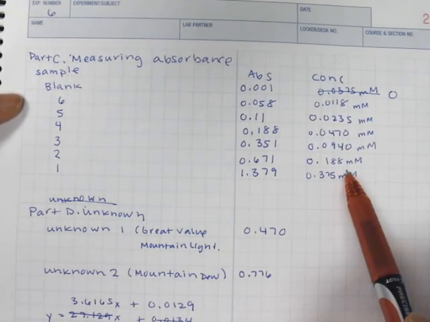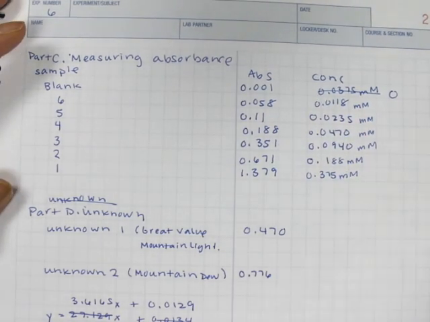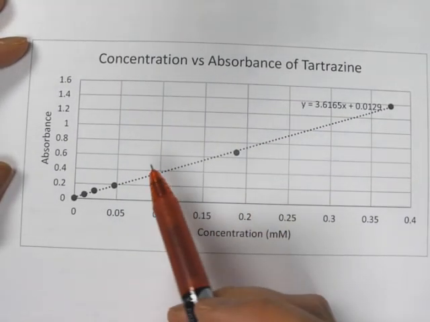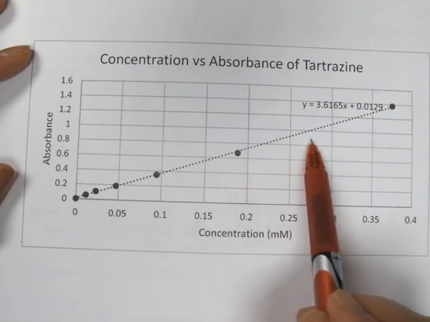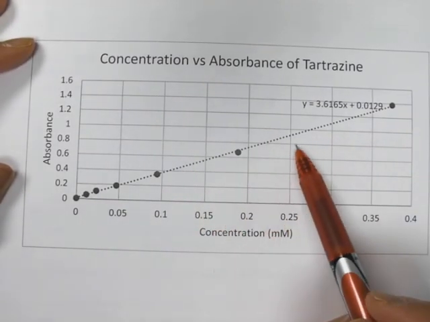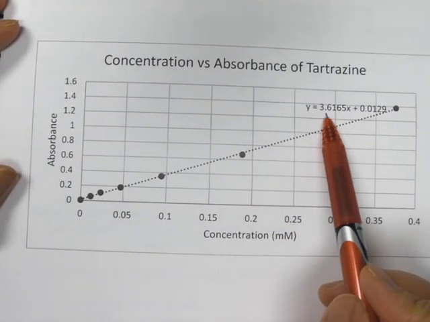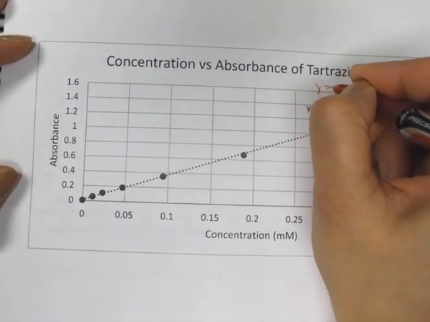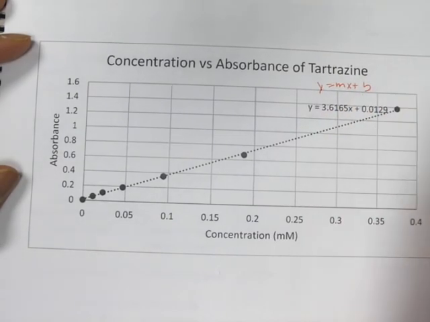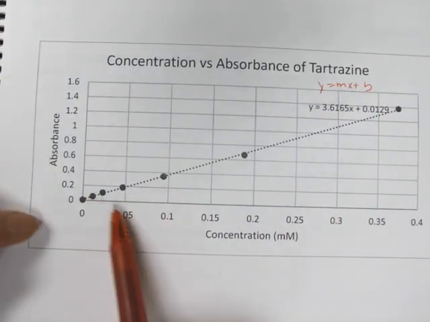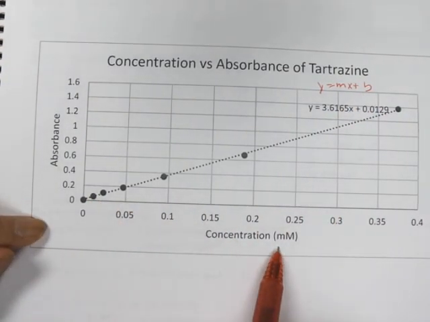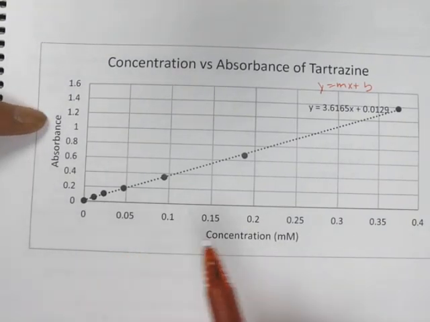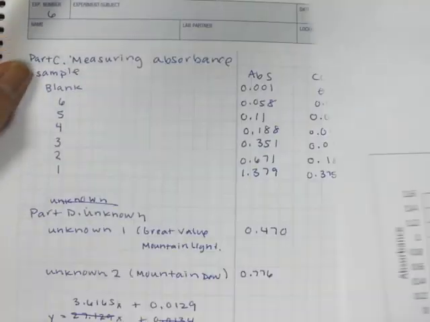These would then go into your spreadsheet, and then you would produce a graph. The graph looks like this for my data, and it has a line. This is a fairly straight line, so the dilutions were performed pretty well. Then you have this slope here, y equals mx plus b. Make sure that your graph has concentration in millimolar on the x-axis, and on the y-axis is absorbance. That will give you the right slope.